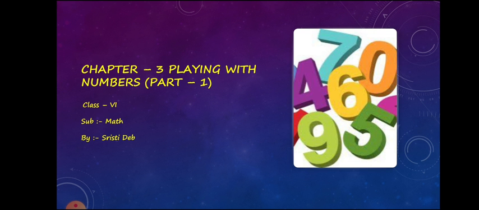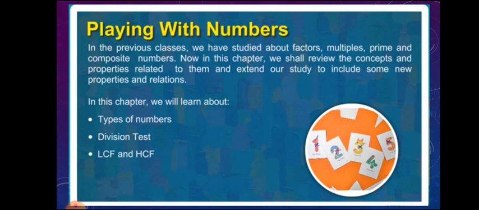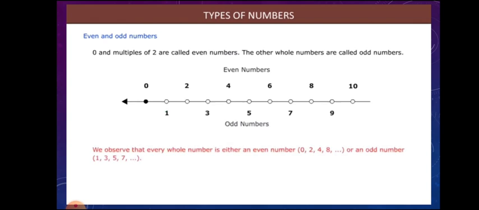So children, this video is for class 6 math, chapter 3, playing with numbers, part 1. In the previous classes, children, we have studied about factors, multiples, prime and composite numbers. Now in this chapter, we shall review the concepts and properties related to them and extend our study to include some new properties and relations. In this chapter, we will learn about types of numbers, division test, LCM and HCF. So children, first of all, in this part, we will learn about types of numbers, prime and composite numbers, multiples and common multiples. Okay. So let's move on.